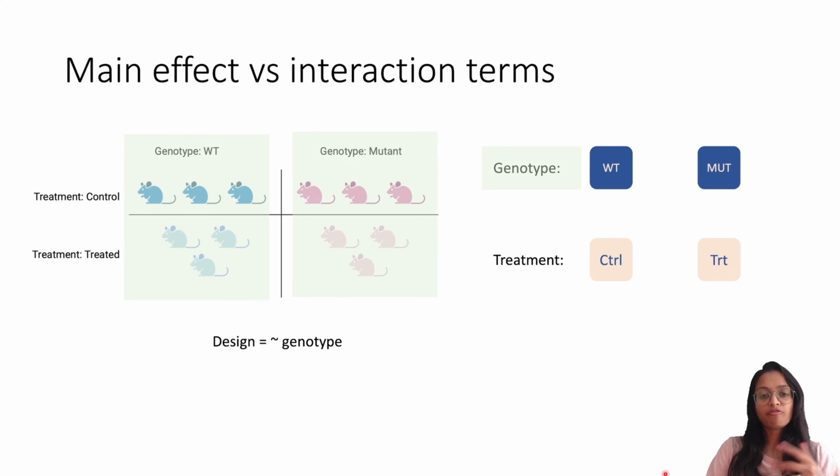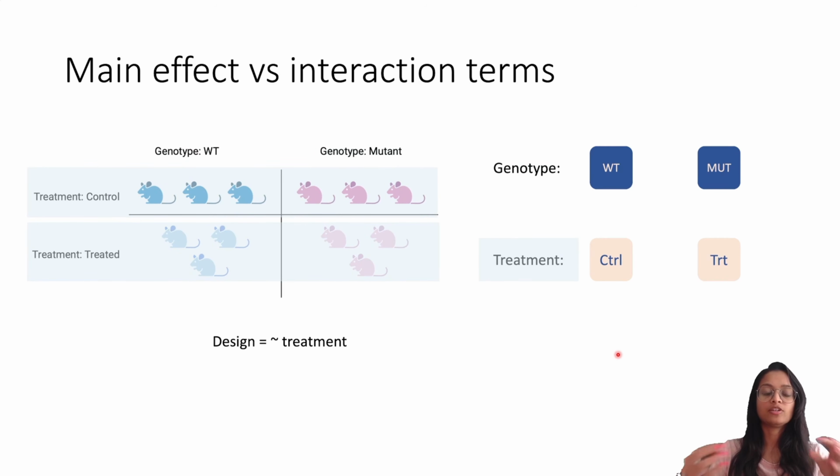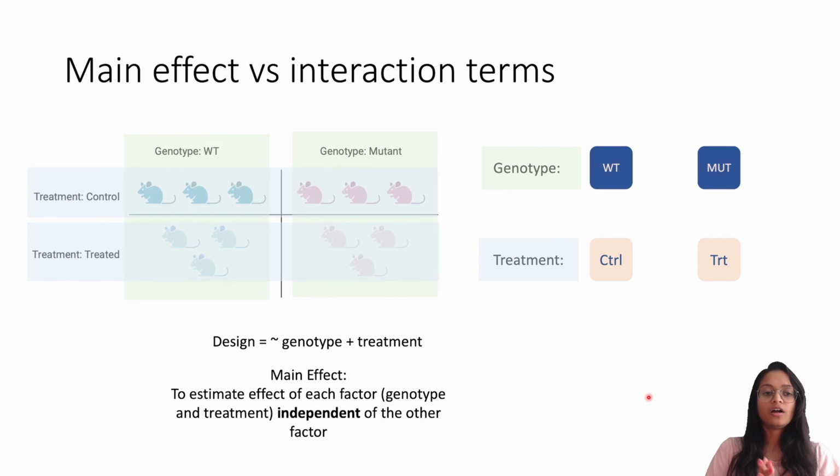So the main effect represents the overall effect of a single factor on gene expression, averaged across all levels of other factors in the experiment. So here we are looking at just one factor at a time. Similarly, we can also look at the treatment, that is the other factor in the experiment, where we are comparing the treated versus the control mice and essentially trying to identify the differentially expressed genes between these groups. So together we are trying to estimate the effect of each factor independent of the other factor.